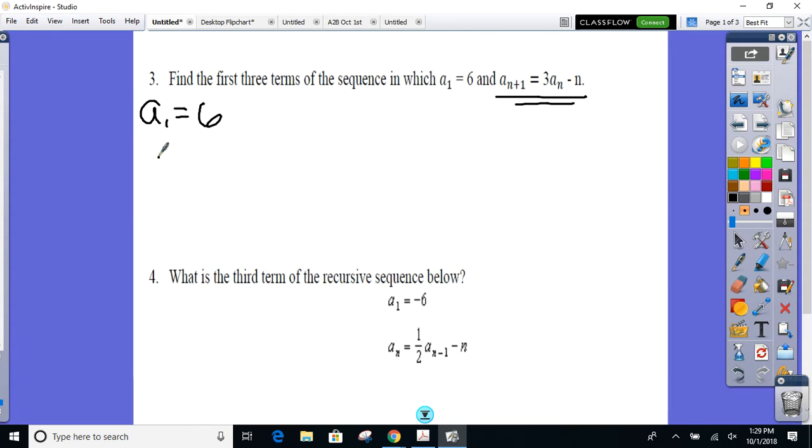So help me with the second term. Ready? How do I find the second term? Any general term, I take 3 times the previous. And now I know the previous term is 6, but I'm not going to plug that in yet. What I'm going to show you is plugging in the first term. Is everyone all right with that? And then we'll plug in 6 in a minute.